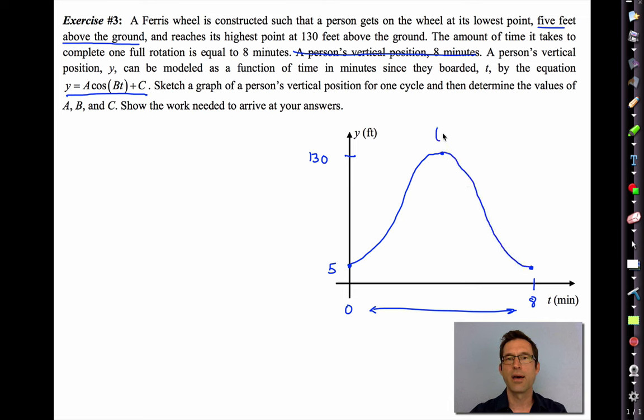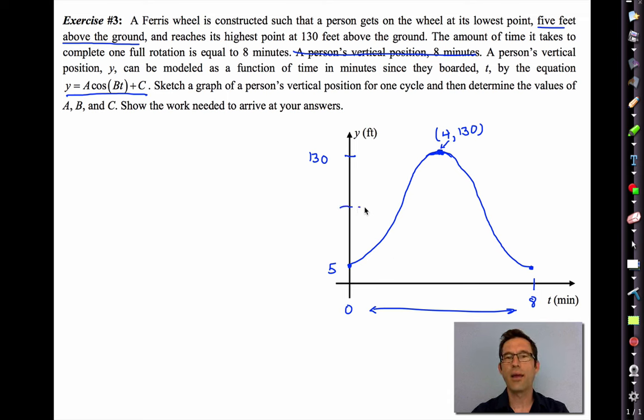Now, not that it matters that much, but we can note this point is 4, 130. It didn't ask us to do that, but we can because of the symmetric nature of this graph. All right, so we now have to figure out the values of A, B, and C.